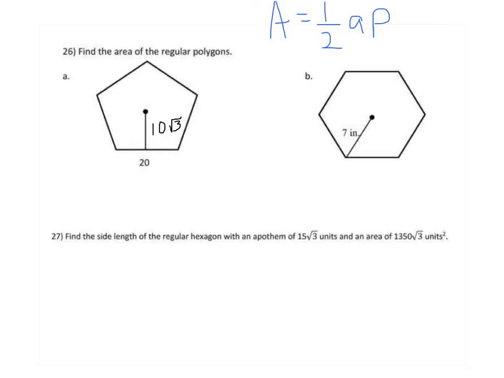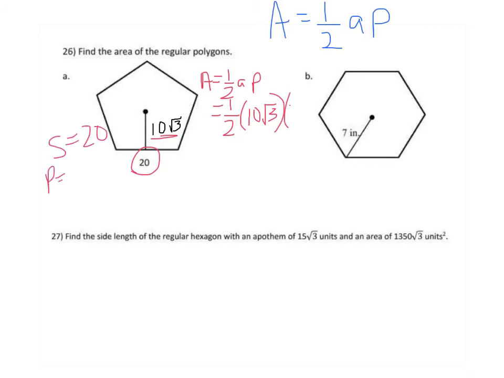So now since you have the apothem and you have a side value, here's your side value, here's your apothem, you're going to say the formula, area equals 1/2 the apothem times perimeter, and substitute. So 10 root 3 times 20. Oops, we didn't find the perimeter yet. 20 is the side. So therefore your perimeter is 20 times 5 because there's 5 sides. 1, 2, 3, 4, 5. So 20 times 5 is 100. And that's what you're going to plug in here.